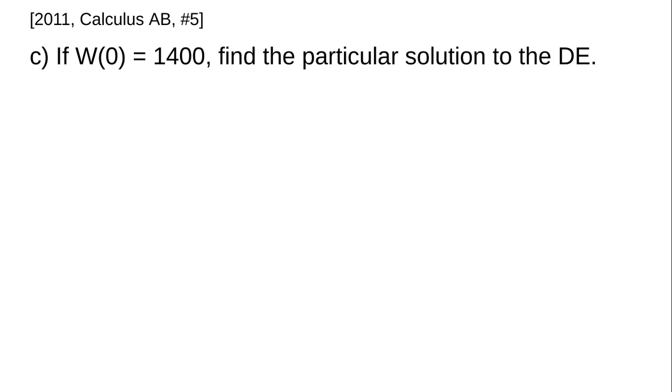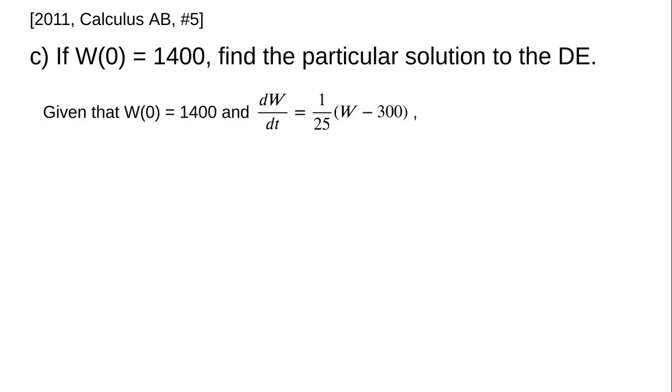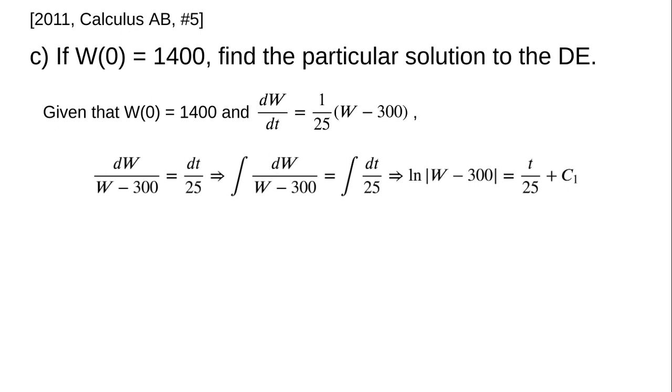In part C, if W of 0 is equal to 1,400, find the particular solution to the differential equation. All right, since we're given that W of 0 is equal to 1,400 and dW/dt is 1/25 of W minus 300, we can separate the differential equation. And again, if it's separable, you're probably expected to solve using separation of variables, so make sure that you do that.